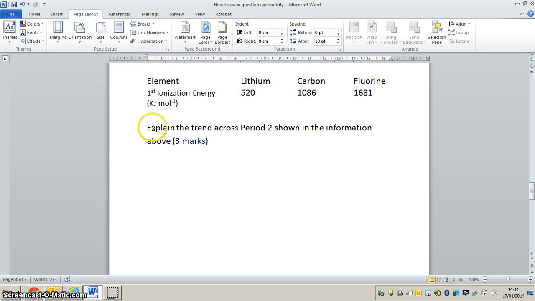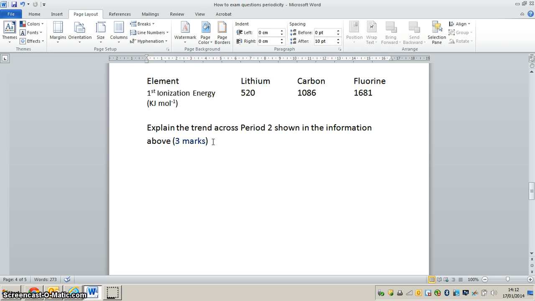And the question is quite simple. Explain the trend across period 2 shown in the information above. So, how do we go about this? Once again, the marks are indicated for the question. So we're looking for three specific things, and in this type of question, once again I'll repeat that we're also looking for the quality of the written response.